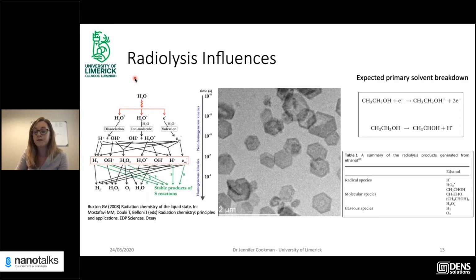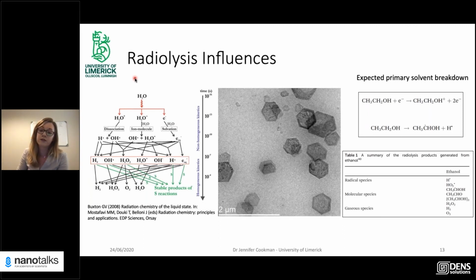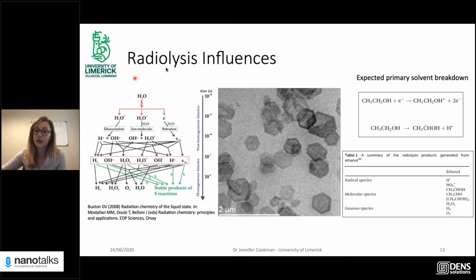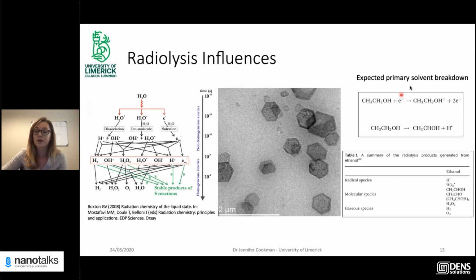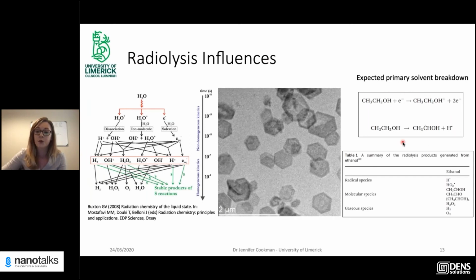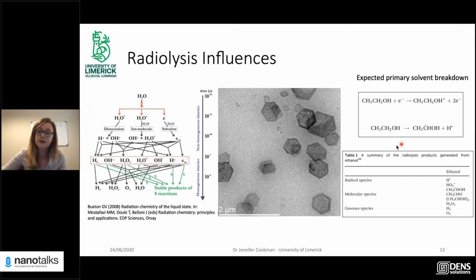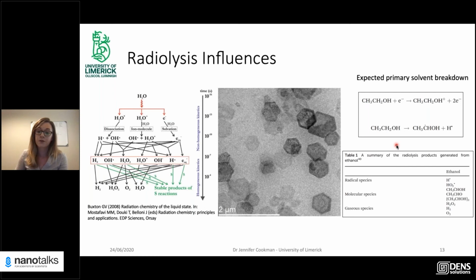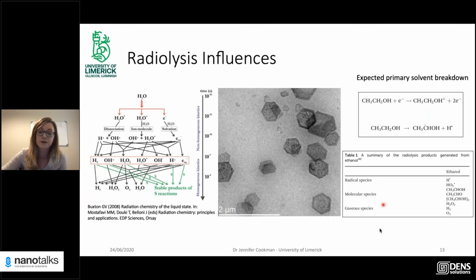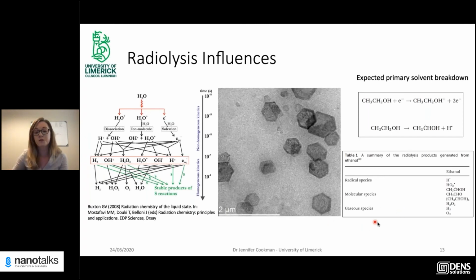And as I mentioned previously, the solvent that I use for these experiments is ethanol. And we expect it to break up in terms of these two schemes as well. But the kind of species that you get from the breakup of ethanol are in terms of radical species, molecular species, and gaseous species. And the species I want to focus on are the gas-phase species, because these can be both detrimental and advantageous to the experiments, which I'll explain.